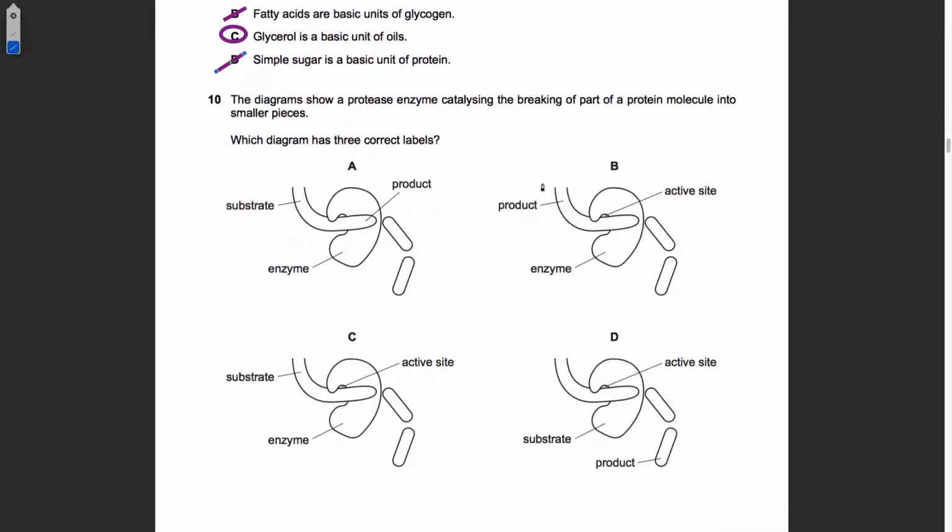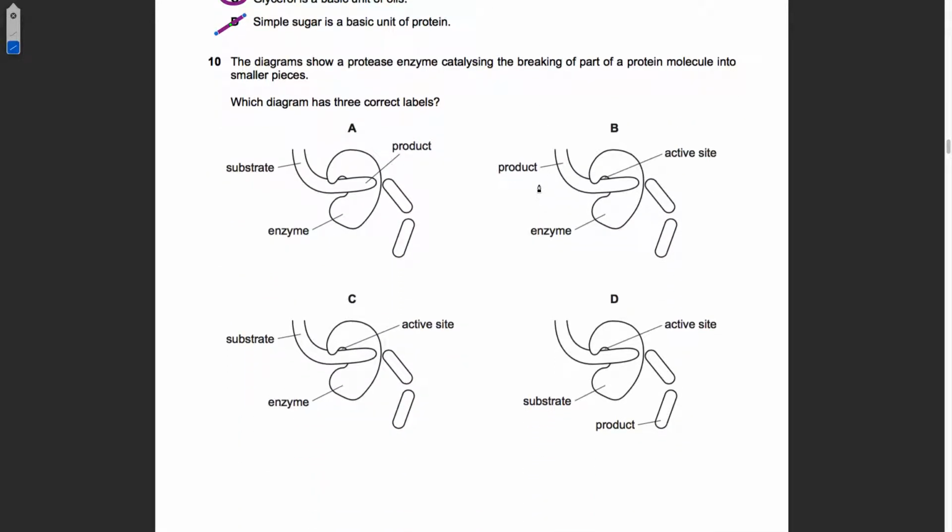Question 10. The diagrams show a protease enzyme catalyzing the breaking of part of a protein molecule into smaller pieces. So effectively, this is what happens during digestion. Which diagram has 3 correct labels? So it might be a bit overwhelming because there's lots of similarities going on here, but it's a process of just elimination with multiple choice. Don't forget that. Let's go through.